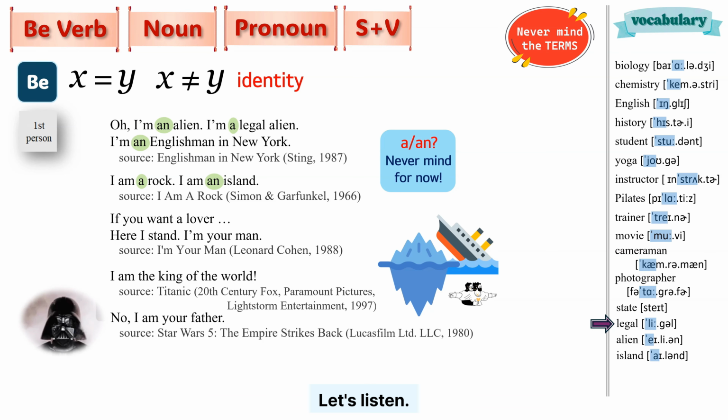Let's listen. I'm a legal alien. I'm an Englishman in New York. I am a rock. I am an island. If you want a lover, here I stand. I'm your man. I am the king of the world. No, I am your father.